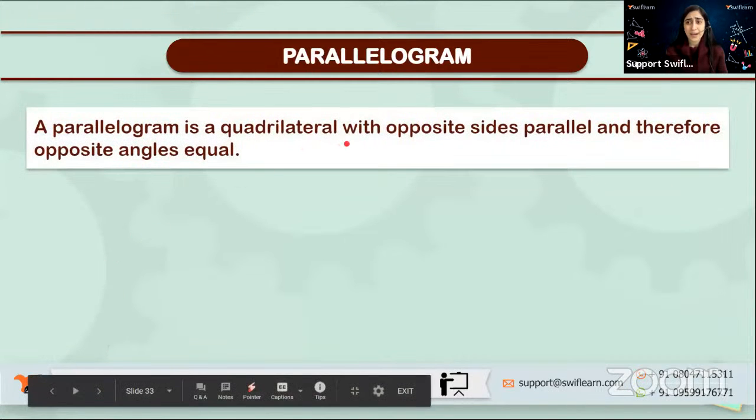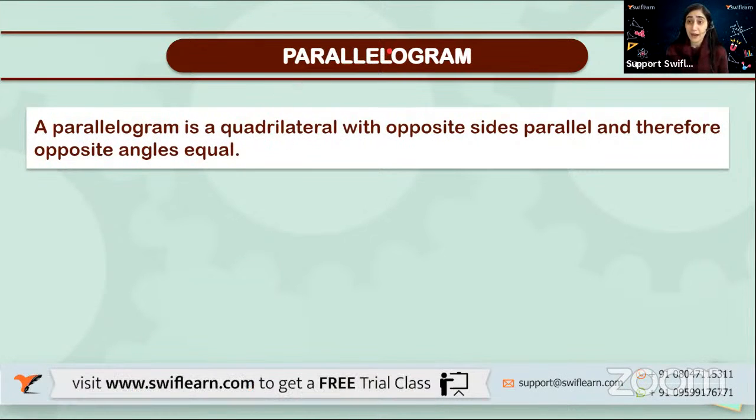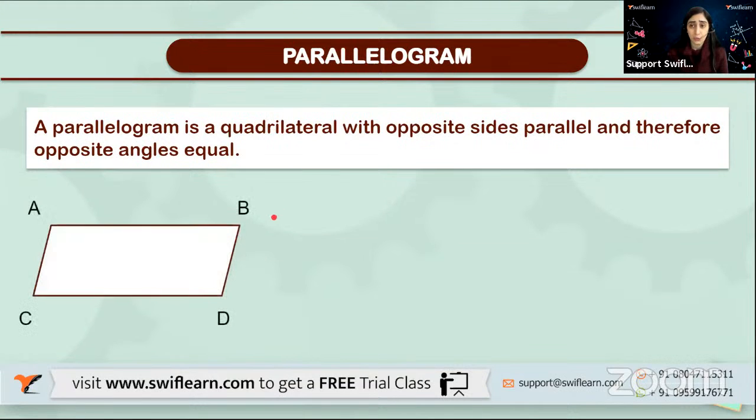Moving on to a parallelogram. So what is a parallelogram? The word itself has the word parallel in it. So a figure which is parallel. That means a quadrilateral with opposite sides parallel, therefore the opposite angles are equal. That's why we call it a parallelogram.